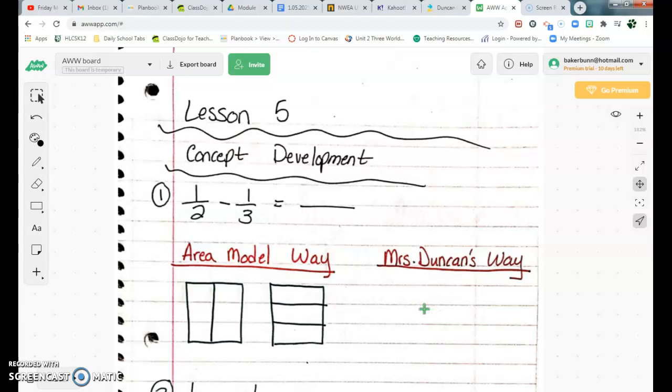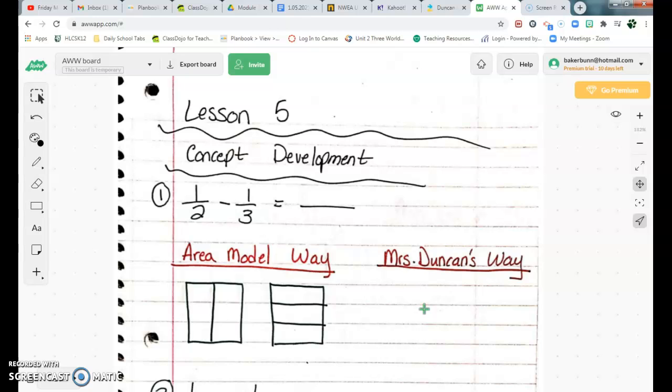Now, I was going back and looking at my lessons and I realized why I made a mistake with the area model way on Lesson 3. I made the mistake because I was confusing subtraction with addition. So I made sure to go back and look at everything, and I definitely have the right strategies now.